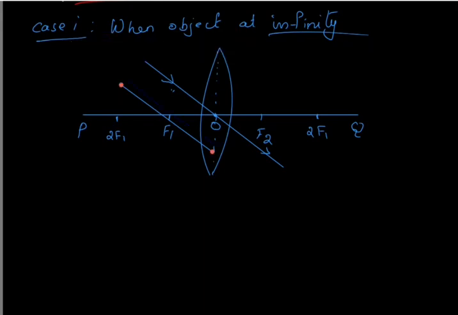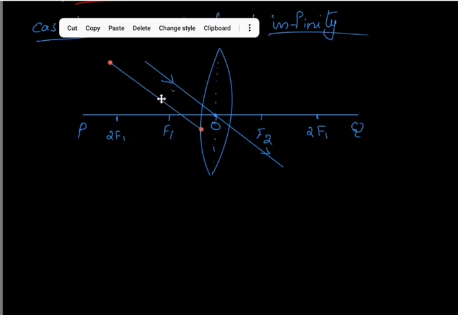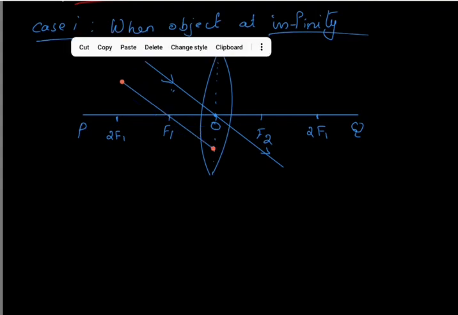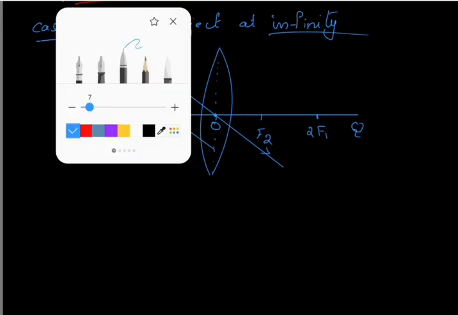Okay, so this is a parallel ray which is passing through focus. You know that a ray passing through focus, after refraction through a convex lens, will go parallel to the principal axis. So after refraction, what will happen? The refracted ray will go parallel to the principal axis.